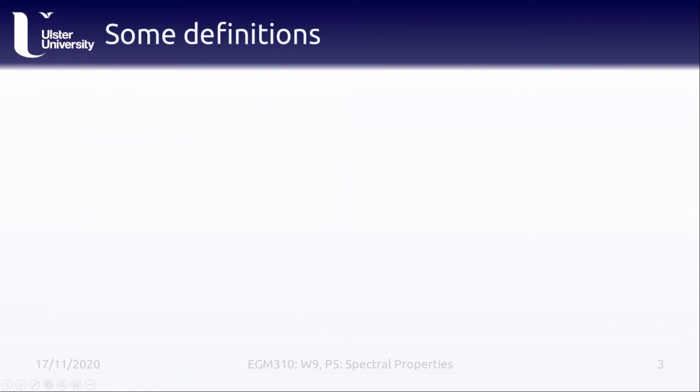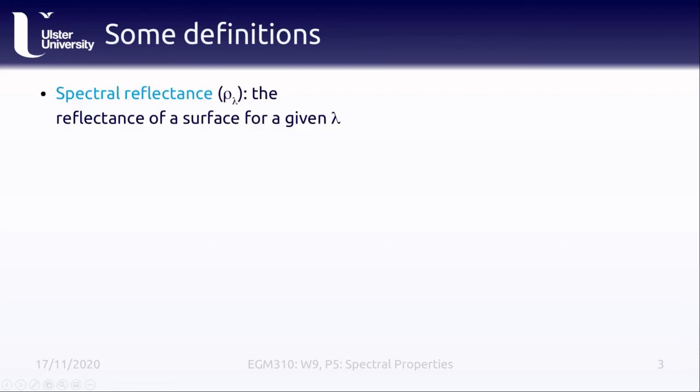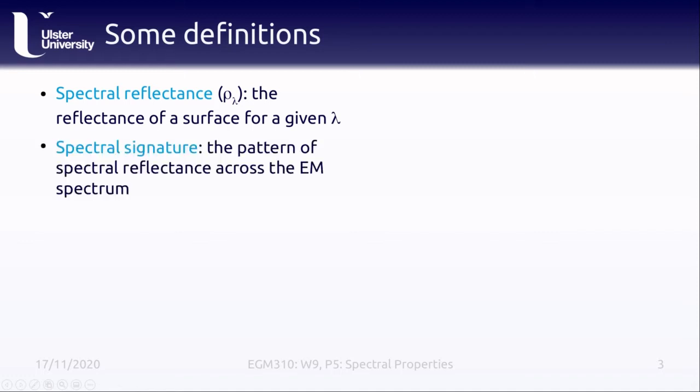Before we start, we have to lay out some more definitions. First, the spectral reflectance of an object or surface, rho sub lambda, is the reflectance of an object for a given wavelength lambda. This is similar to how we defined the spectral irradiance or radiance of an object as the irradiance or radiance for a given wavelength. The spectral signature of an object or surface is just the pattern of spectral reflectance across the electromagnetic spectrum.